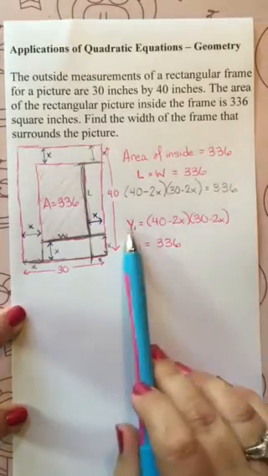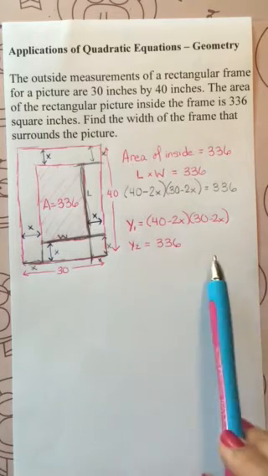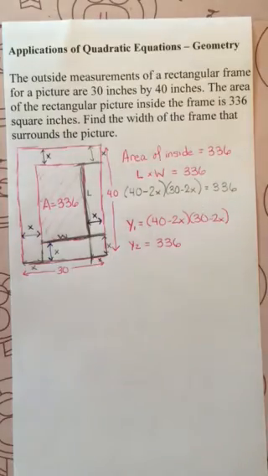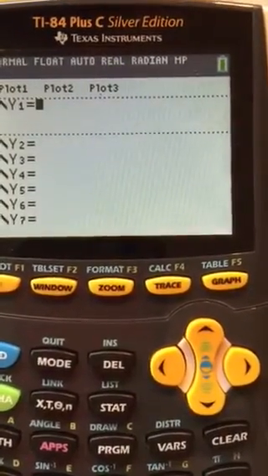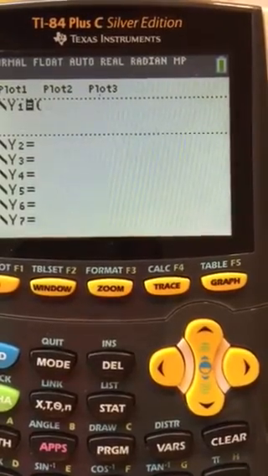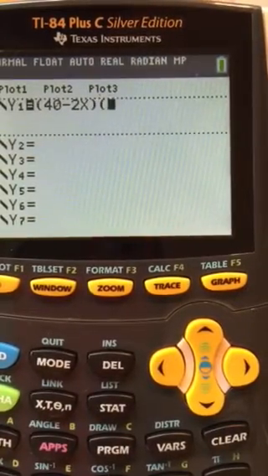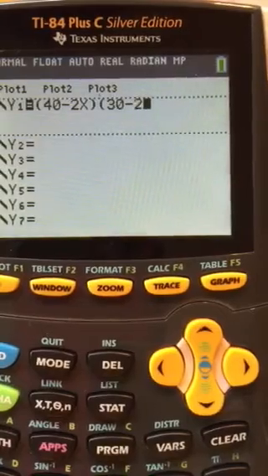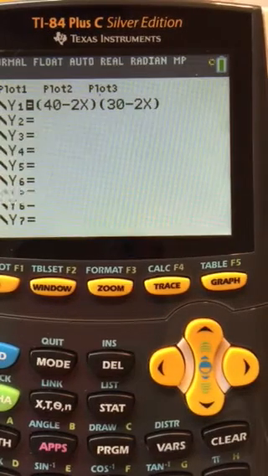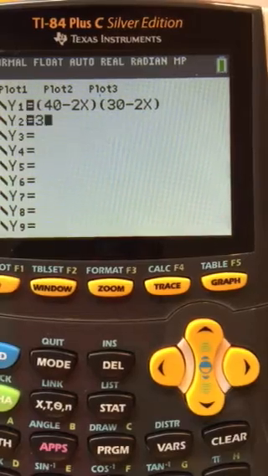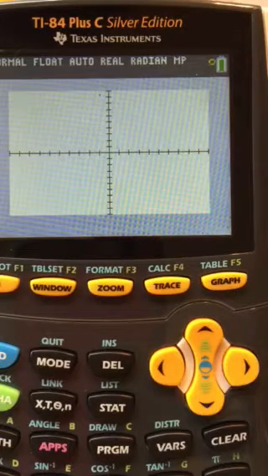Notice I set y1 and y2. Now, remember, y2 equals 336 is going to be a horizontal line at 336. So that's going to help me with my window. Okay, so I'm going to go to my calculator. Go to y equals, clear out the old equation. So y1 is open parentheses, 40 minus 2x, close, open parentheses, times 30 minus 2x. And this is why I love using my graphing calculator. I didn't even have to multiply that out. And y2 is 336.